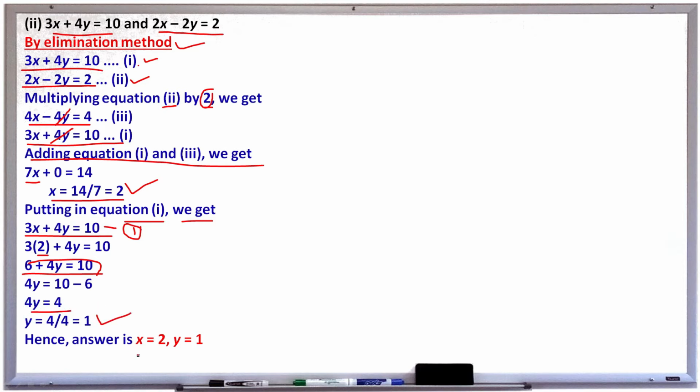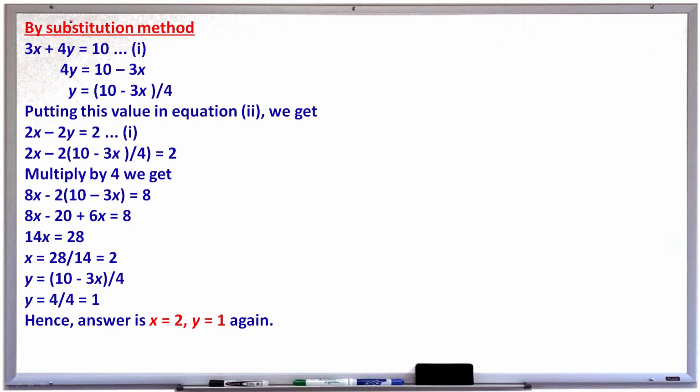So hence we get the answer x is equal to 2, y is equal to 1. Here we use the elimination method. For the same question we are going to use the substitution method to solve the equations. Let us take the first equation as it is, 3x plus 4y is equal to 10.